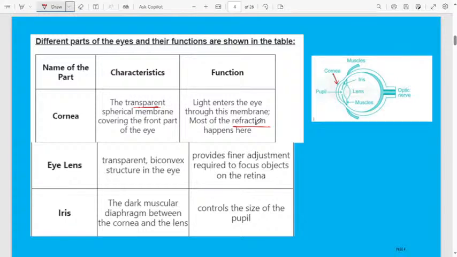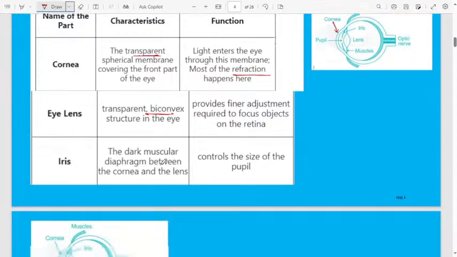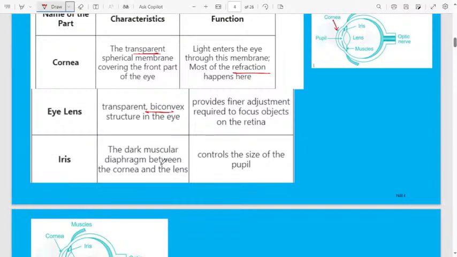Next one, eye lens: a transparent biconvex structure in the eye. What is the function of the eye lens? It provides the finer adjustment required to focus objects on the retina. The lens helps to adjust the focal length. Whether you want to see a near object or a far object, your lens makes an adjustment to focus the image on the retina.